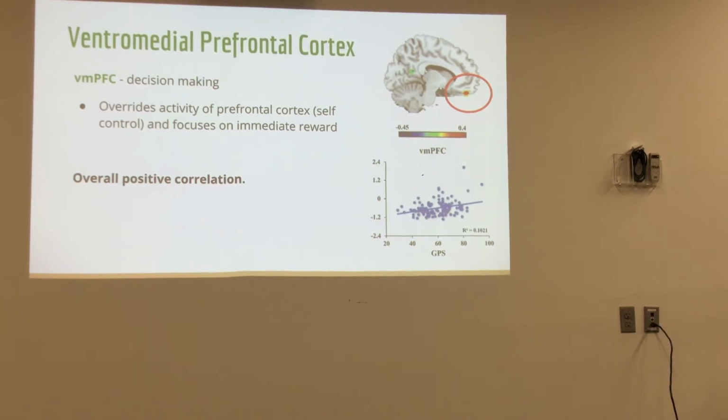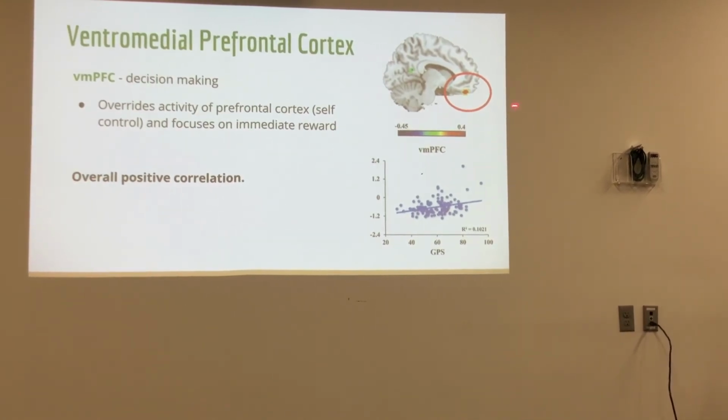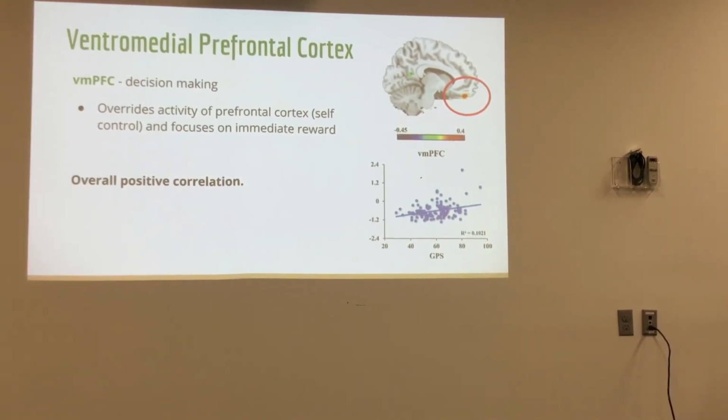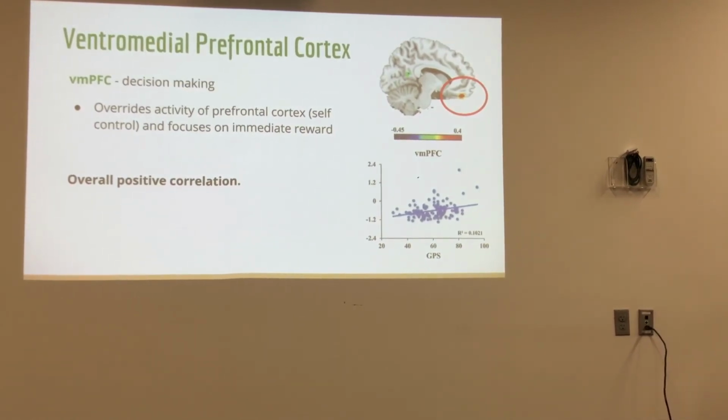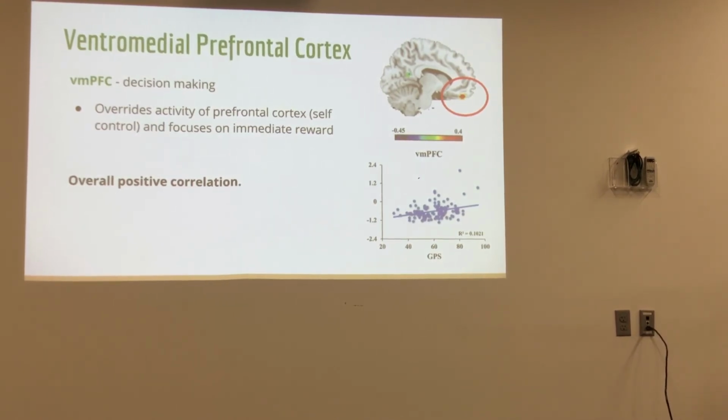And as you can see, there's a positive correlation again. The area of the brain that is the VMPFC is red, so it's more active in procrastinators than non. And there's a positive correlation as your GPS scores increase, the VMPFC is more active.